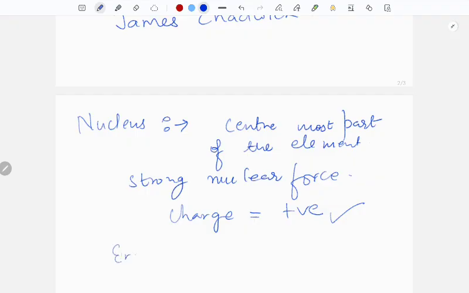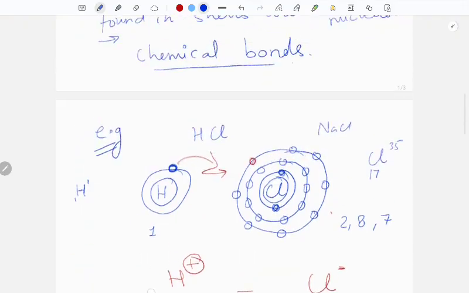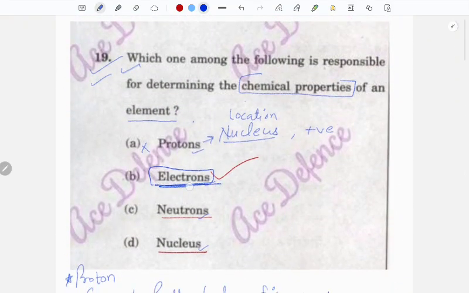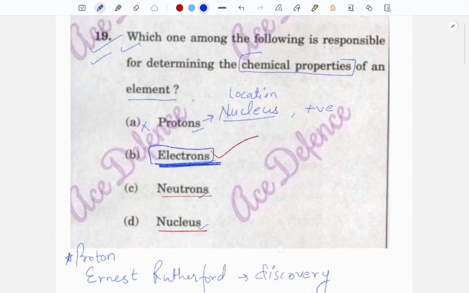And again, Ernest Rutherford discovered the nucleus. So these are the basic things you should be aware of. And the correct answer, the chemical properties we have already learned about, is electrons. I hope it is clear to everyone. All right, and let's move on to the next question.